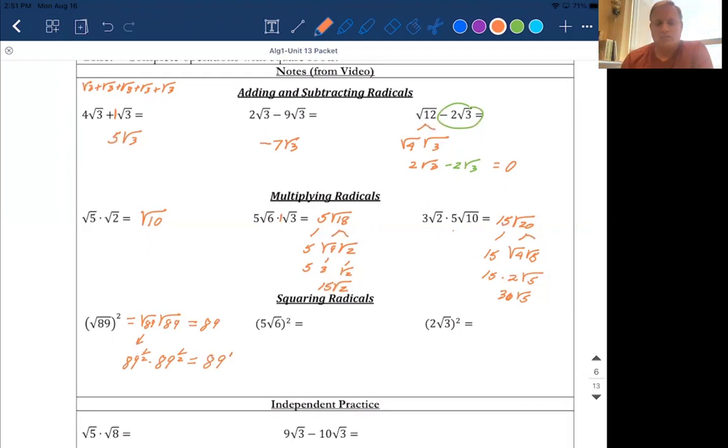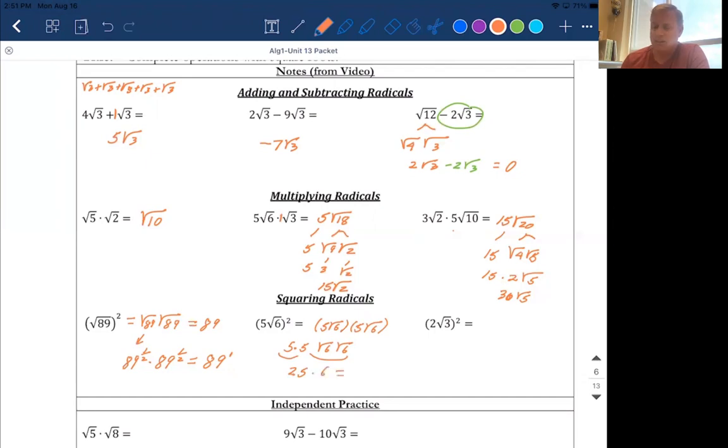So how do we do it when it's 5 square root of 6 squared? Well, what that means is to take 5 square root of 6 times itself. And namely, we're going to take 5 times 5, and we're going to multiply the square root of 6 times the square root of 6. So we do it in two chunks here. 5 times 5 is 25, and the square root of 6 times itself is 6.